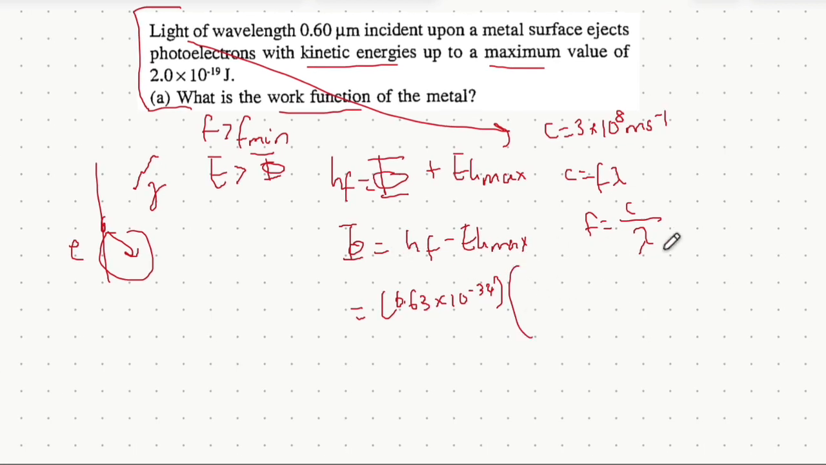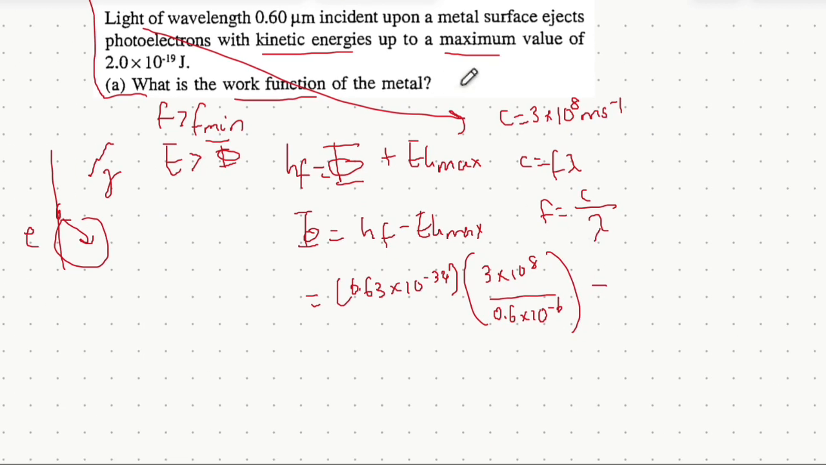So for frequency, we can input the speed of light divided by the wavelength of light. That's 0.6 micrometers, but you want to multiply it by 10 to the power minus 6 to turn the micrometers into meters. You then subtract from that the maximum kinetic energy, which is 2 times 10 to the power minus 19. You put all of that in a calculation, and because I've done it beforehand, you get a value of 1.3 times 10 to the power minus 19 joules. So that's another way that you can use the work function in calculation.